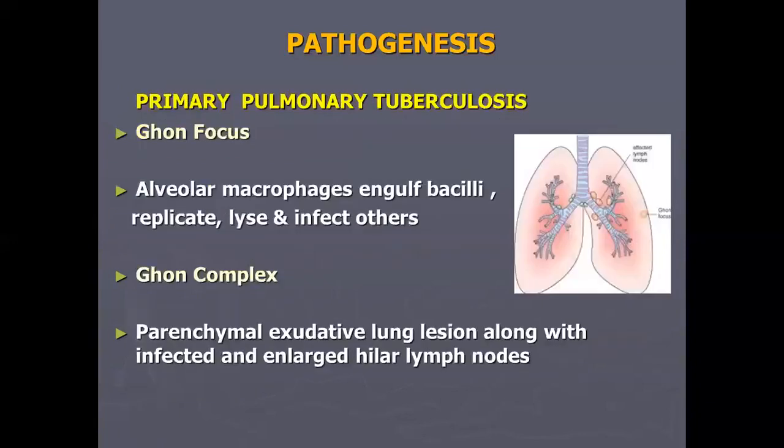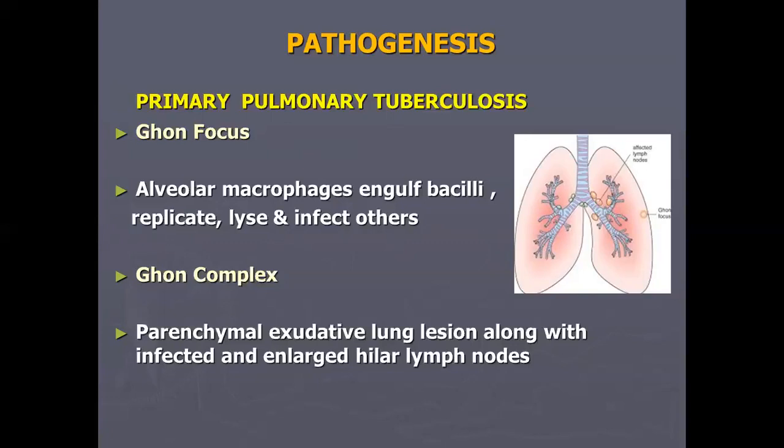Now, with reference to the pathogenesis, tuberculosis can broadly be divided into primary tuberculosis, secondary tuberculosis, reactivated tuberculosis, and extrapulmonary tuberculosis. If you look at primary tuberculosis, the primary lesions at the site of initial infection are known as the Ghon focus. Now, the alveolar macrophages are infected by the bacilli, and then they replicate, lyse, and infect other cells.